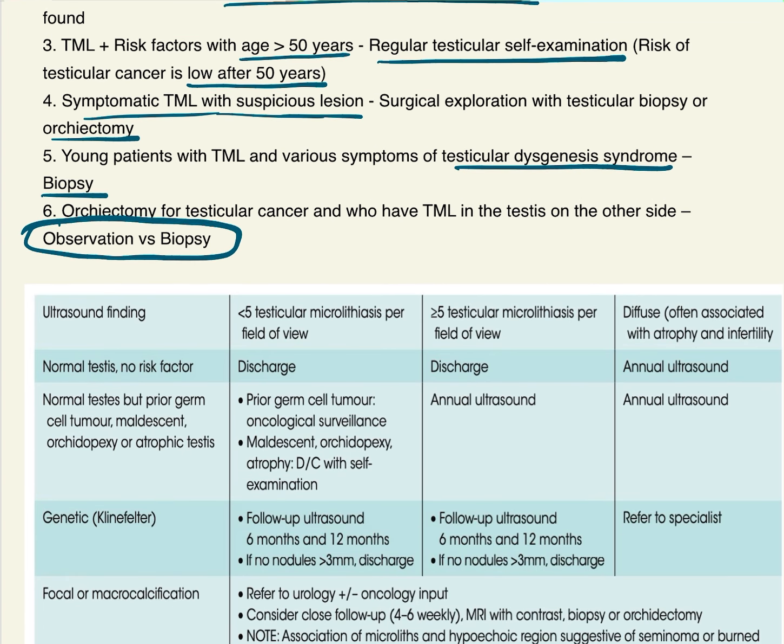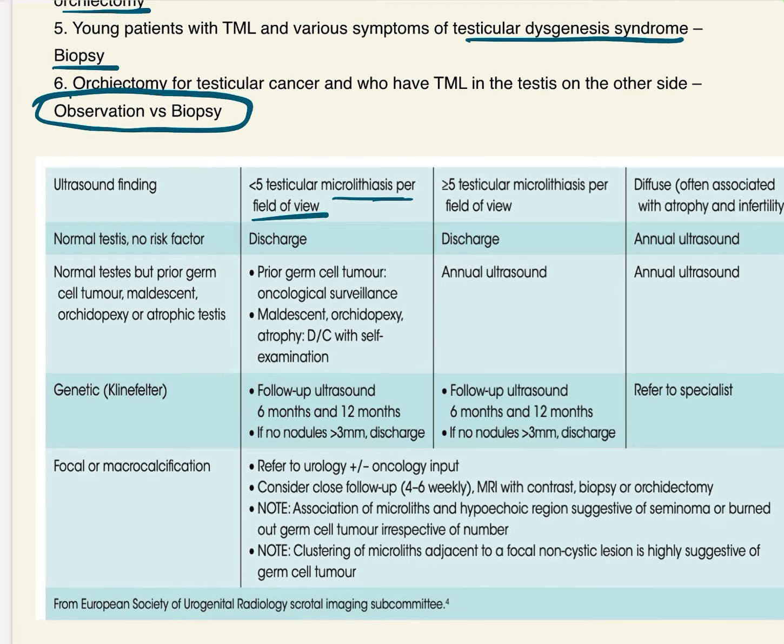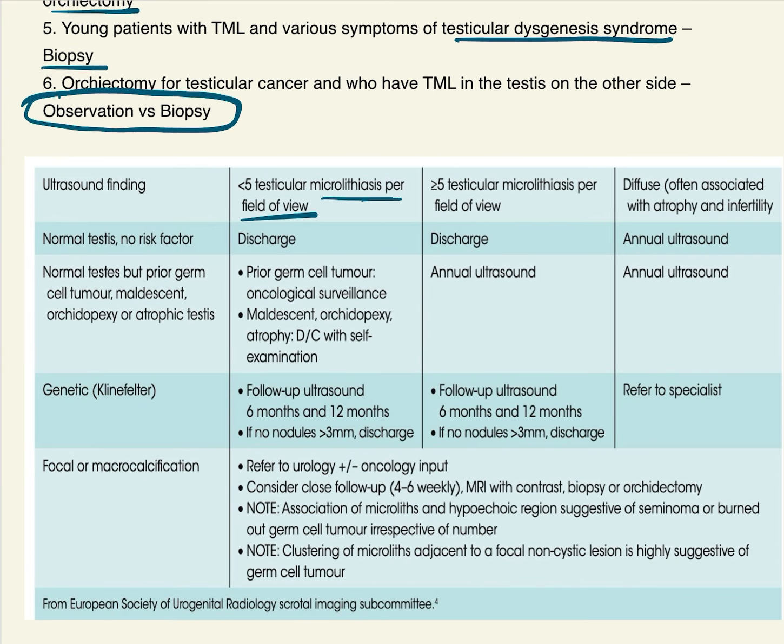Second is based on the European Society of Urogenital Radiology classifications. First, if you see ultrasound findings showing less than 5 testicular microlithiasis per field of view, the testis is normal and there is no risk factor, then you can straight away discharge the patient. He does not need to do anything.